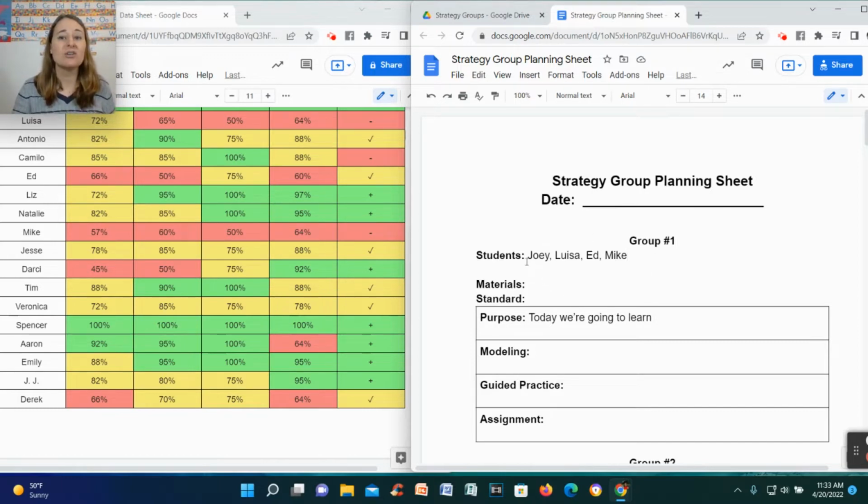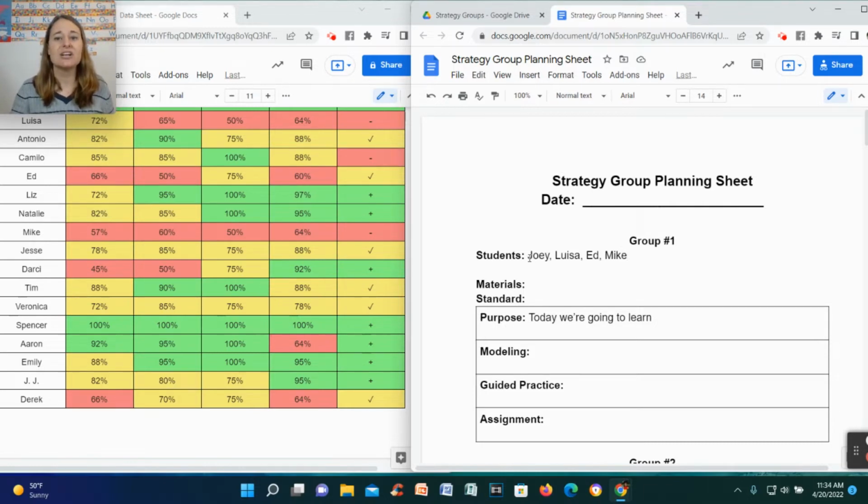And notice that there are only 4 students here. I don't want my strategy group to have more than 4 is probably our max, maybe 5 if you have another one that really fits in with them and doesn't fit anywhere else. But 4 is usually where I like to keep the number, because that really lets you talk to each student during that 10-minute strategy group, and it really lets you see whether or not they're understanding what they're doing.